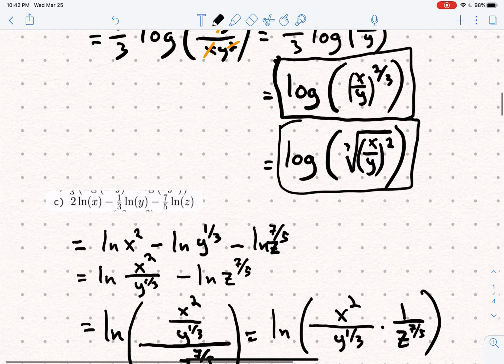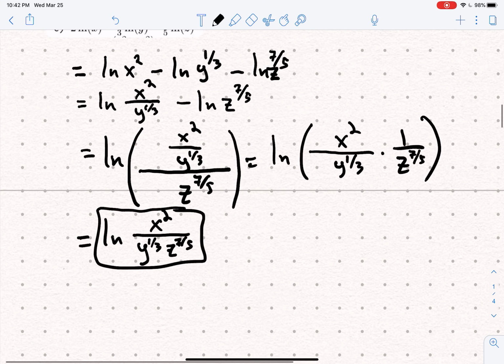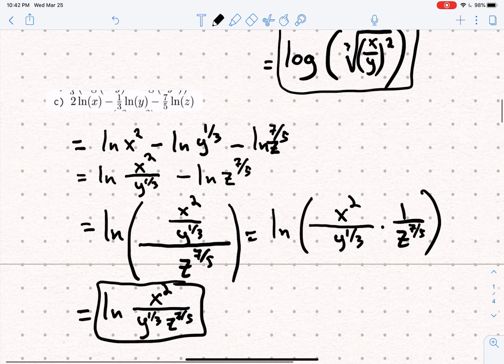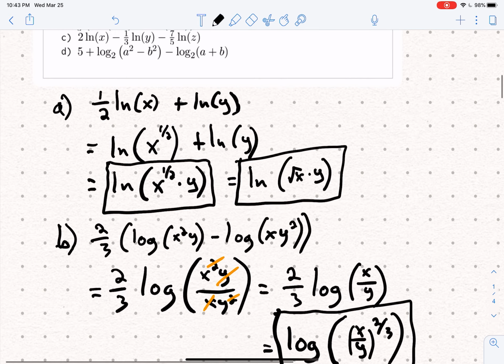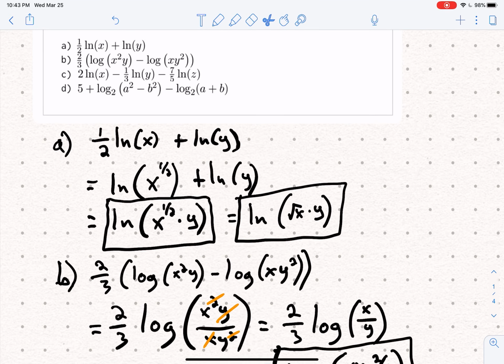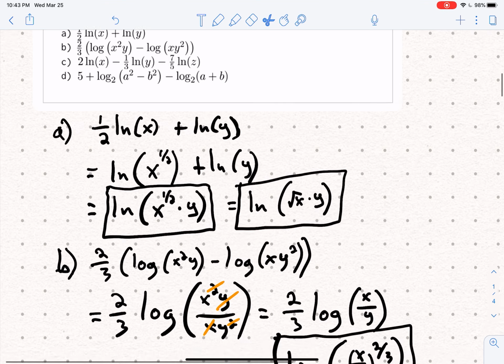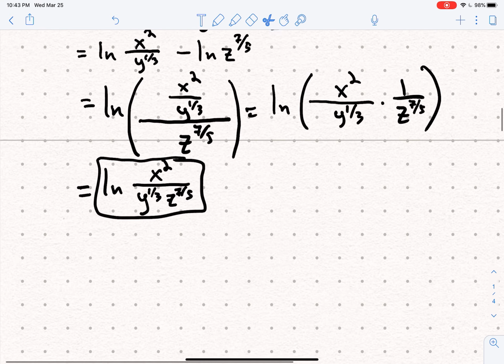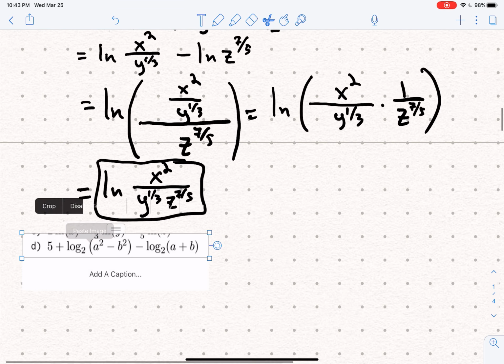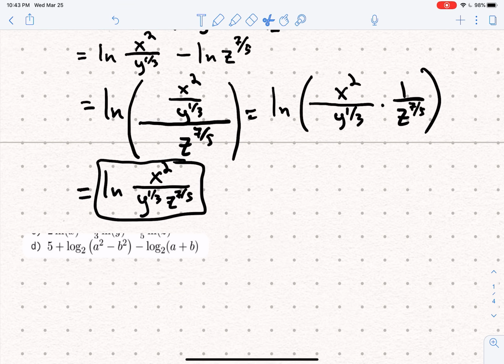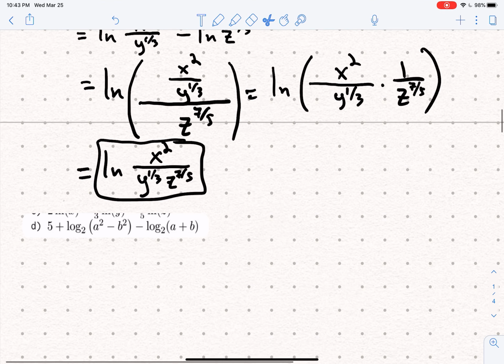Okay, take a look. We have one more to go, so this is our answer for this guy. One more to go. Take a look at part D, and I'll go grab a copy of it and bring it down for us to look at. Okay, so let's take a look at this one.